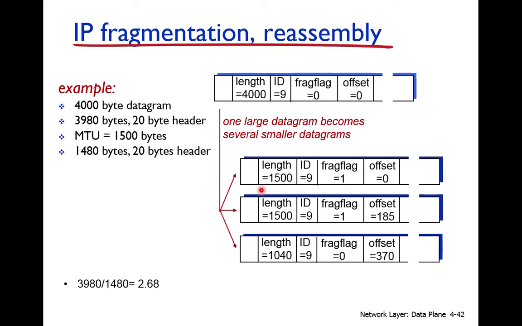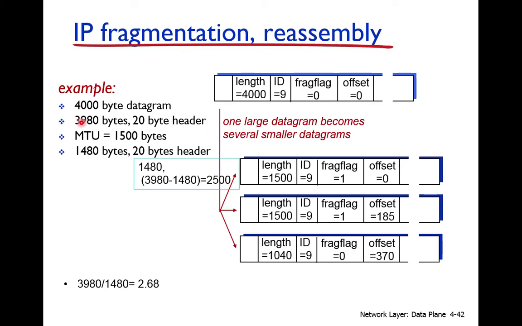Now the first packet will contain 1480 bytes of data and 20 bytes of header, so it becomes 1500 bytes. You can see that from this data, the first 1480 bytes are kept in this packet. So 1480 bytes is the data, and 20 bytes is the IP header, so the total length of the packet becomes 1500 bytes.